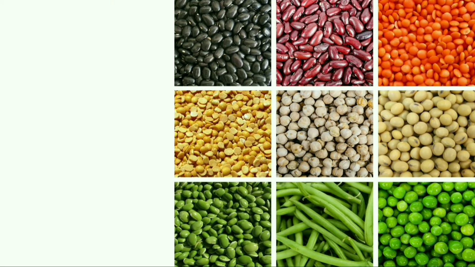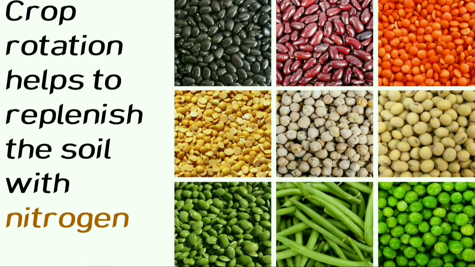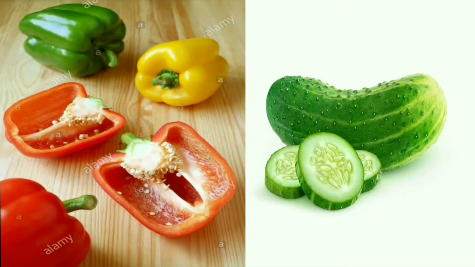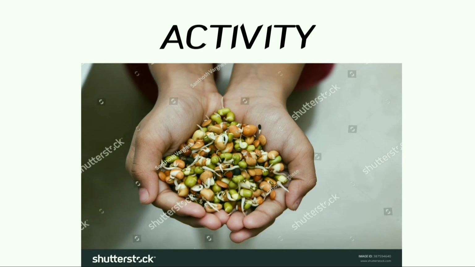Since the leguminous plants grown in the first year provide a lot of nitrogen to the soil, we can say that crop rotation helps to replenish the soil with nitrogen. Remember, even though bell peppers and cucumbers are generally called vegetables, scientifically they are fruits because they have got seeds inside them. Now let us perform a small activity.